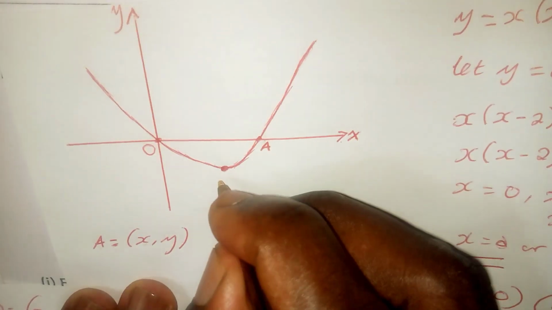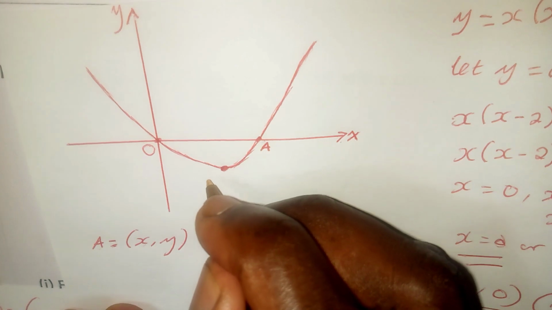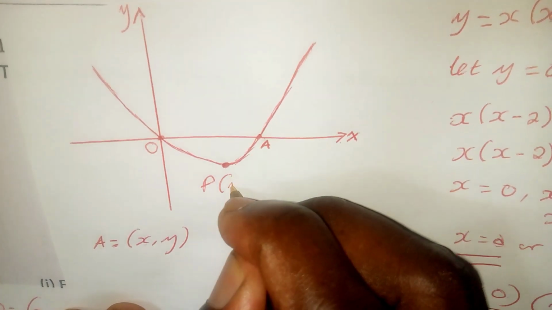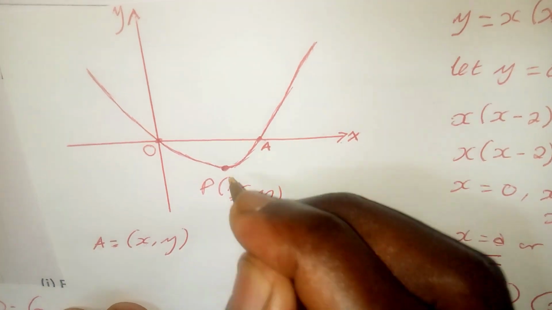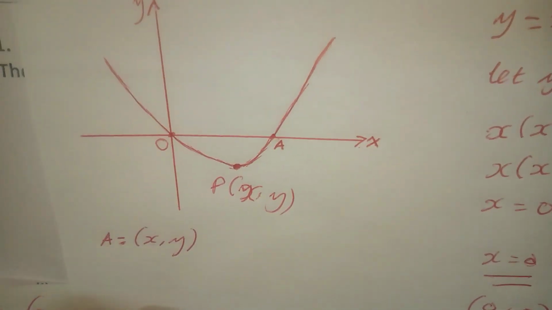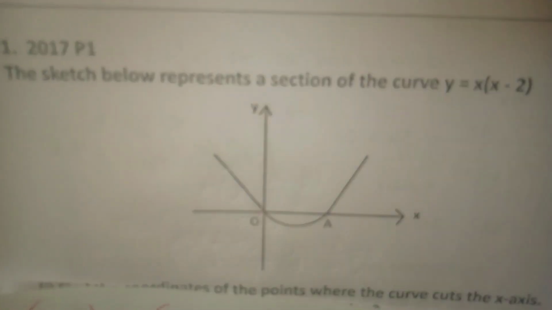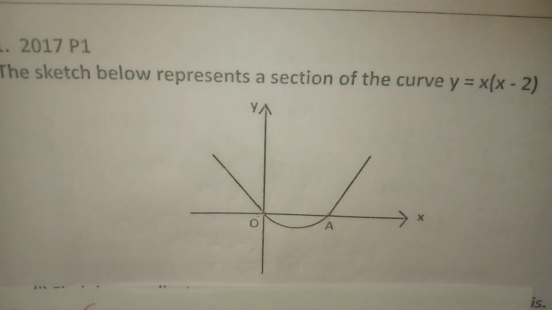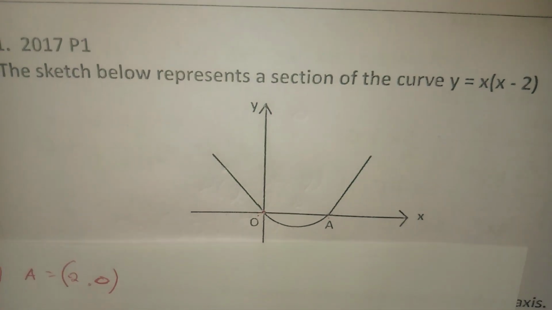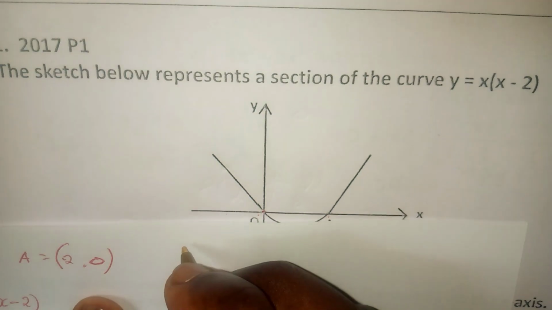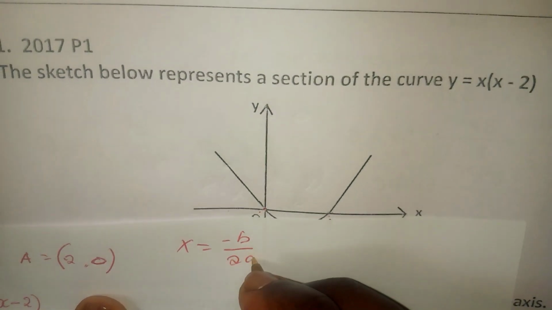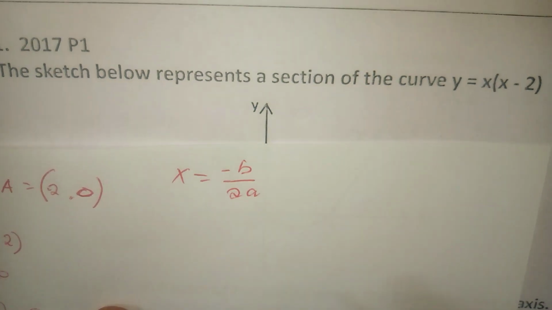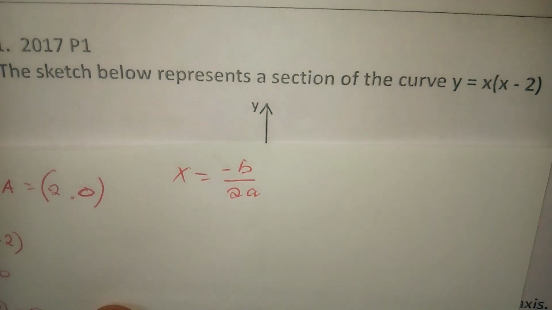Let's say this is our point P. We start with x, comma y. So let's find the coordinates for point P. So how do we find the minimum value? We've got a formula. The formula is given by x equal to negative b over 2a. So this is the formula that we're going to use to find the minimum value.